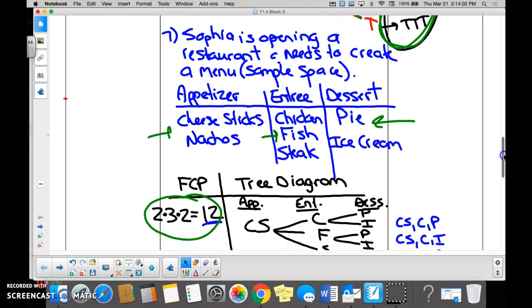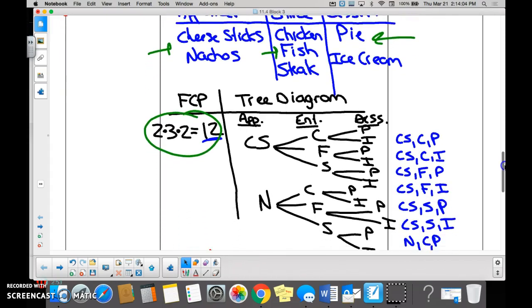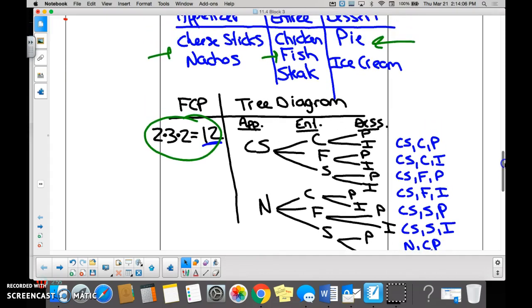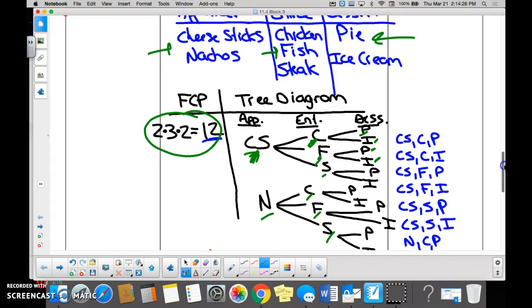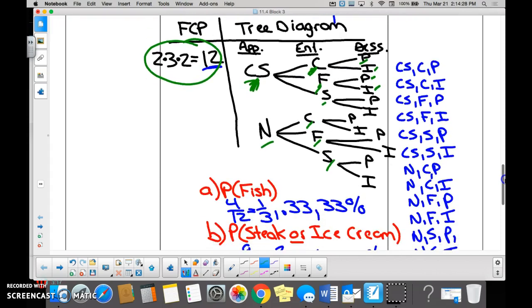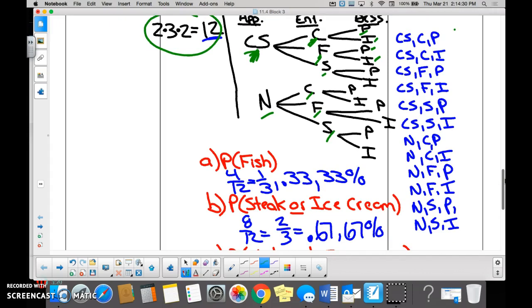And then if I wanted to know what they all were, I created a tree diagram. I started with cheese sticks and nachos. And then you could order chicken, fish, or steak. And then if you ordered cheese sticks and chicken, you could order pie or ice cream. If you ordered cheese sticks and fish, you could order pie or ice cream. So in total then, I took all of those results and I created my menu, or my sample space.